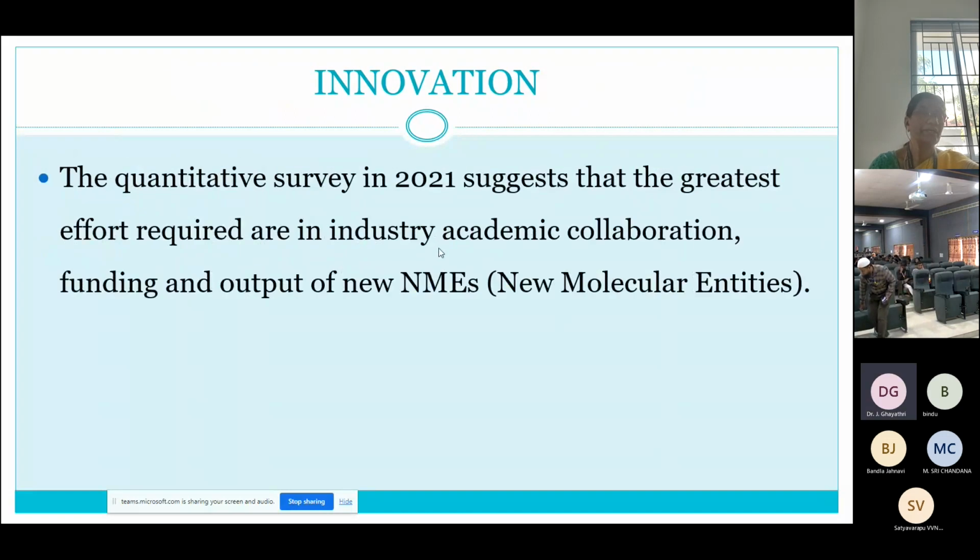A quantitative survey in 2021 suggests that the greatest efforts required are in industry-academic collaboration, funding, and the output of new NMEs, that is, new molecular entities. This is the main effort required in industry-academic collaboration. When we go for innovation, we cannot do it only on the academic side; we have to collaborate with the industry also. Here we need funding and the output of new NMEs.